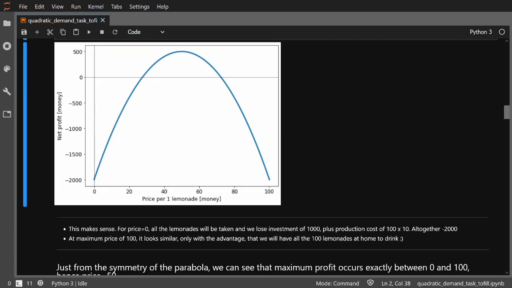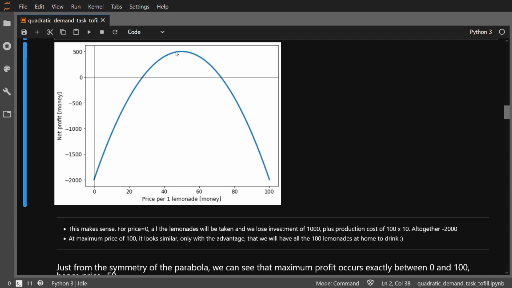Run the cell. Surprise, surprise, our profit curve has the shape of a quadratic function, and this shape makes sense. If we set the price to 0, we are going to get rid of all the lemonades, but we are going to be minus 1000 of the investment and minus production cost, which is 100 times 10, another 1000, in totality minus 2000. If we set the price to 100, then we are not going to sell any lemonade, and the minuses will be the same. However, we will still have 100 lemonades which we can drink.